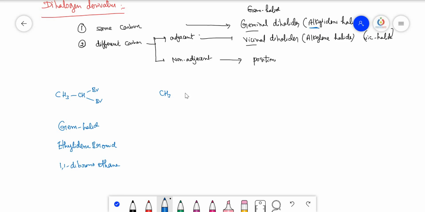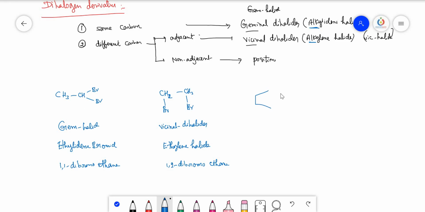Now the same halogen atoms we can keep on the adjacent carbon atoms also. These are called the vicinal dihalides. Vicinal dihalides, their other name is alkylene halides. Here two carbon atoms are there, so it is called ethylene halide, and the IUPAC name is 1,2-dibromoethane. So this is like geminal dihalides and vicinal dihalides.